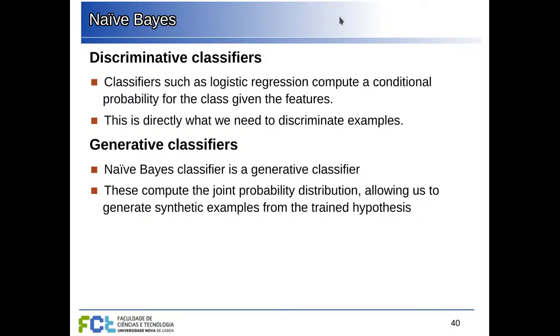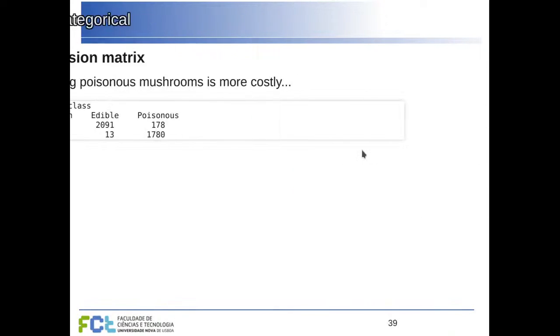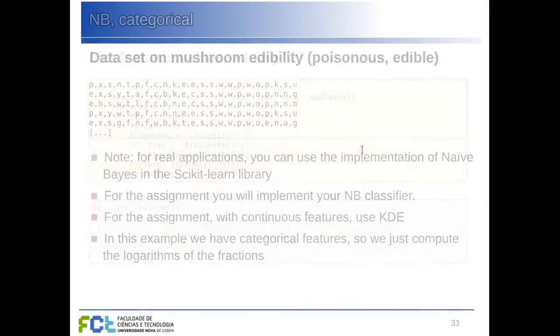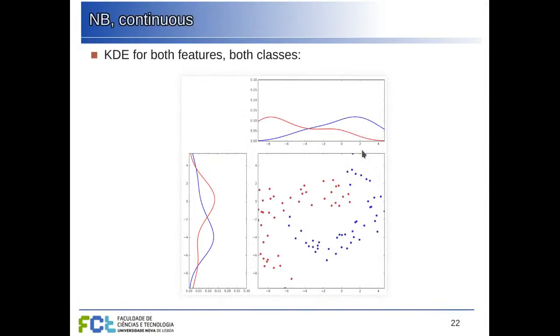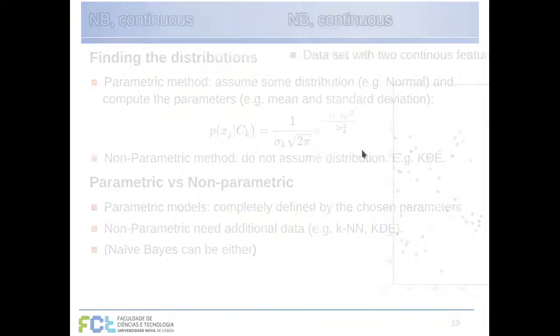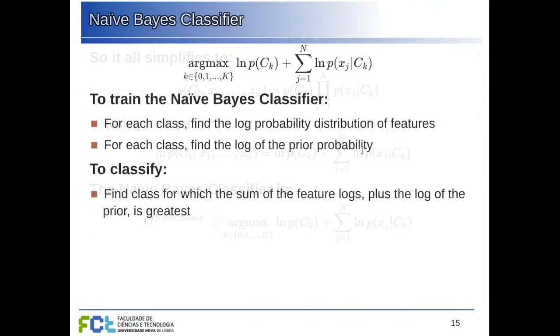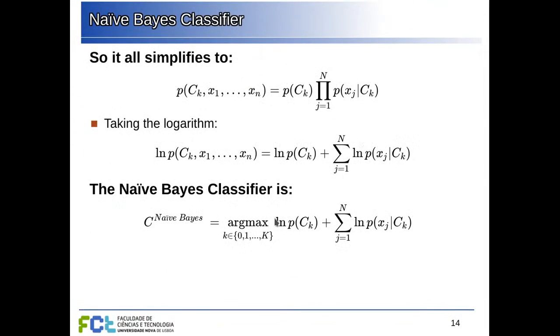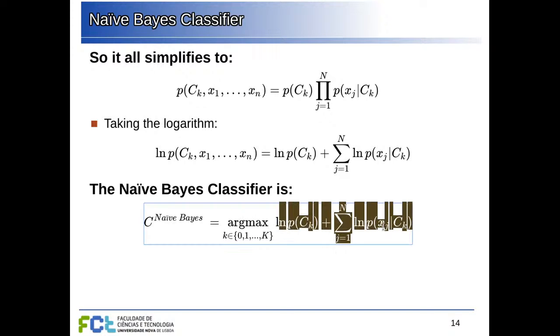However, the naive Bayes classifier computes the joint probability distribution. So what we are doing here when we use this expression that we have here is computing the joint probability distribution of each class and all the features.